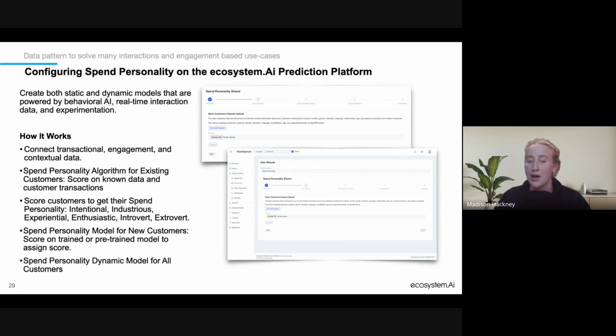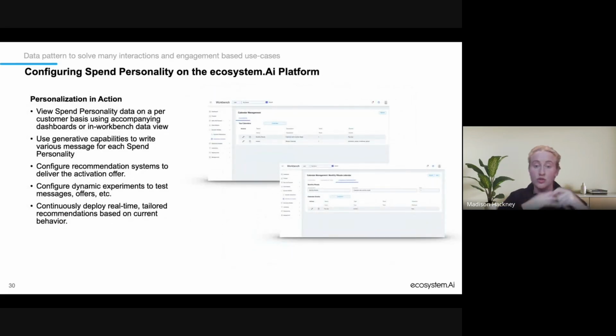They would score on my known data and transactions. They would then score on said customers to get their spend personality. So, I could be experiential, industrious, or intentional. You can also use the spend personality model for new customers and the spend personality dynamic model for all customers. Now, once you've scored and each customer has been assigned their spend personality score, you can view spend personality data on a per customer basis using the accompanying dashboards and the in-workbench data view.